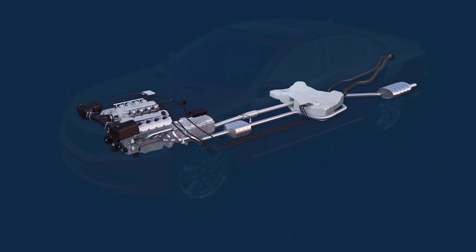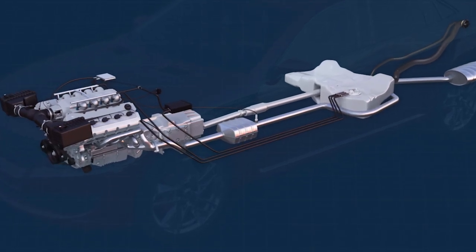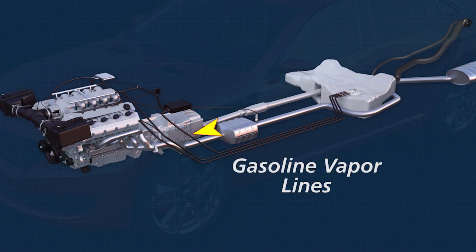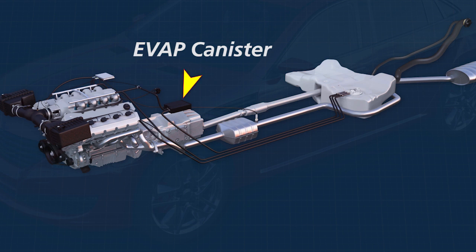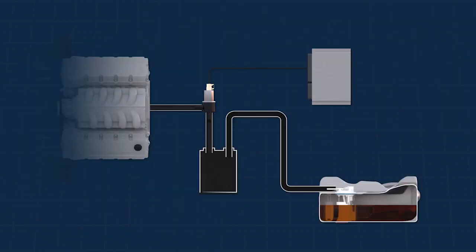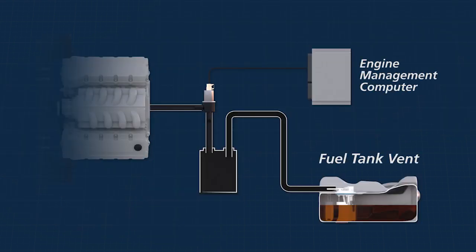The EVAP system captures gasoline vapors from the fuel tank to prevent them from being released into the environment as pollutants. The system is made up of the fuel tank, a sealed gas cap, gasoline vapor lines, an EVAP canister to store gasoline vapors, and various purge control solenoids. When the engine is off, and also under certain driving conditions, gasoline vapors from the fuel tank are collected and stored in the EVAP canister.